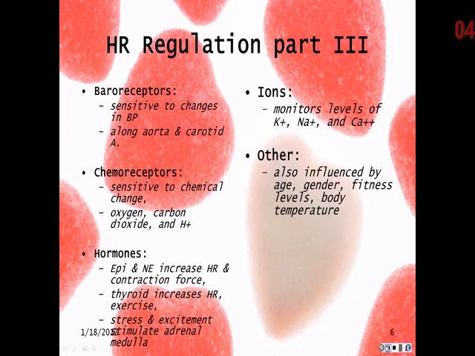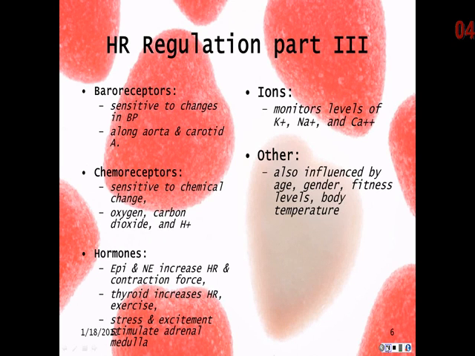Baroreceptors are sensitive to changes in the blood pressure. These are located along the aorta and carotid artery and provide feedback for determining the heart rate. We also have chemoreceptors that are sensitive to chemical changes in the levels of oxygen, carbon dioxide, and acid levels, or the hydrogen ion. Our hormone levels can influence the heart rate, such as epinephrine and norepinephrine found in the adrenal glands. Thyroid hormones increase the heart rate, as well as exercise, stress, and excitement.